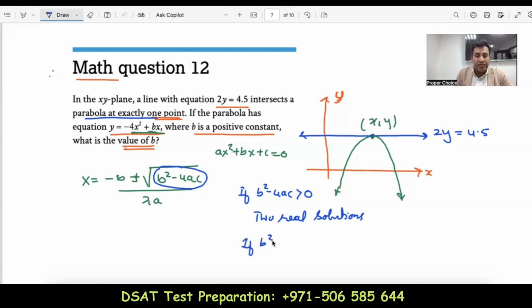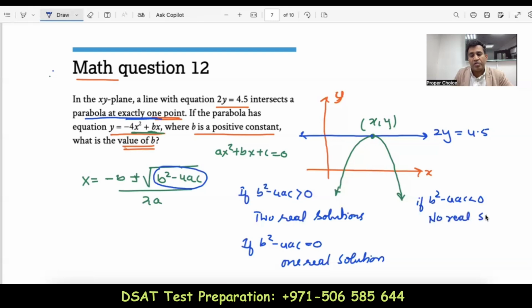Similarly, if b square minus 4ac is equal to 0, this kind of quadratic equation will have one real solution, which is the same way of saying it intersects at exactly one point. And the third condition: if b square minus 4ac is less than 0, there is no real solution, or imaginary roots, or no real root. These are the terms we're going to use. Now, as they have given us the hint, meeting at exactly one solution means I have to make use of this formula, set it equal to 0, and then you can use Desmos.